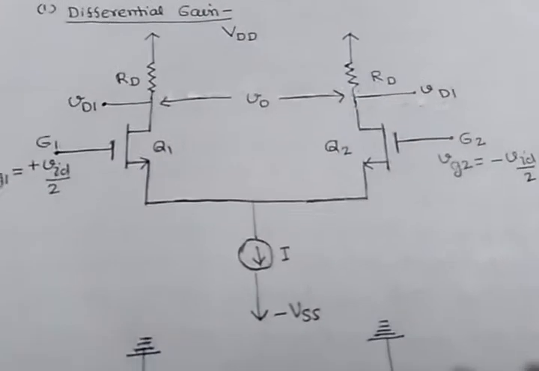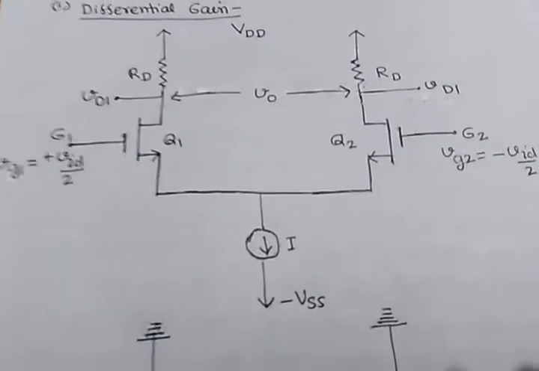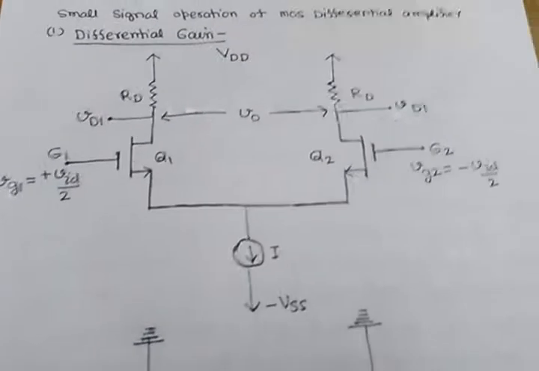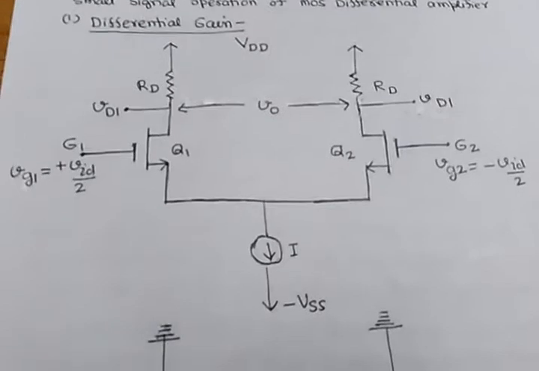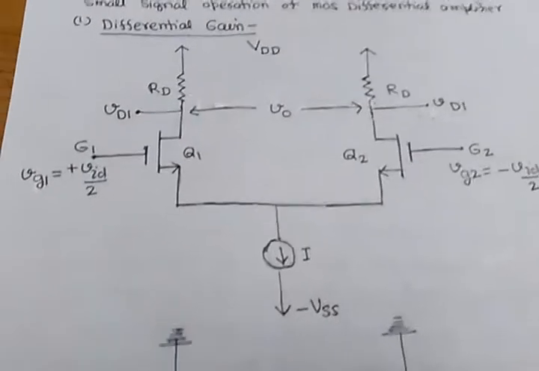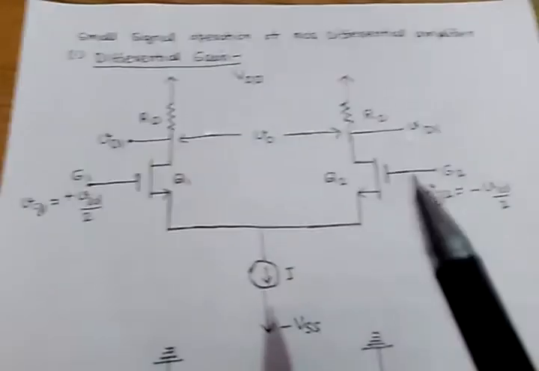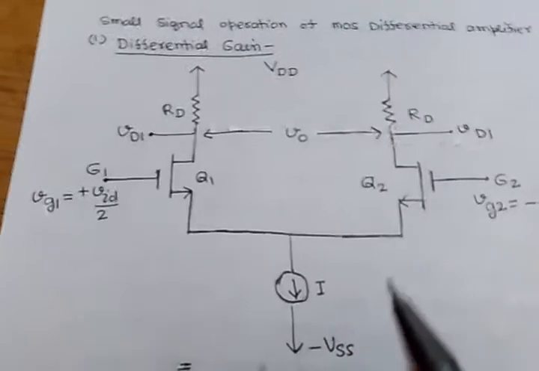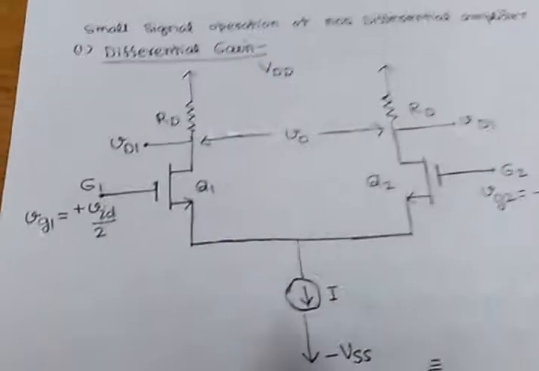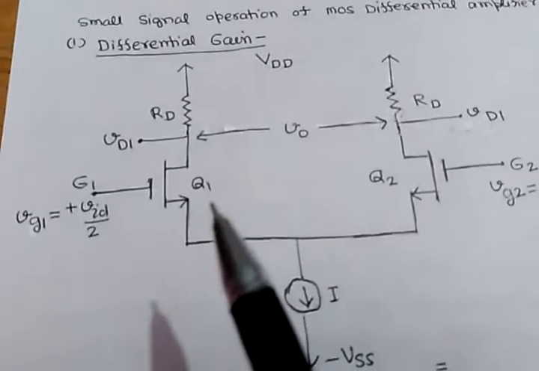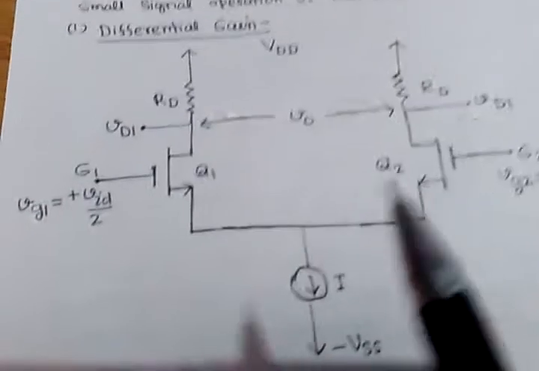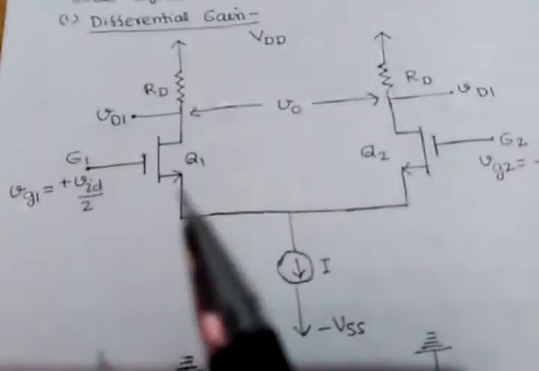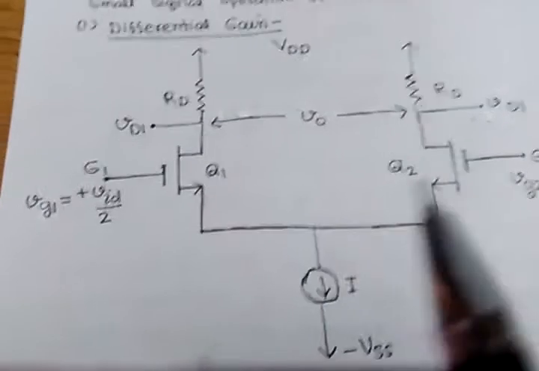In this video, we will find the differential gain, common mode gain, and common mode rejection ratio of MOS differential pair. This is the structure of MOS differential pair, in which two transistors Q1 and Q2 are used. These two transistors are matched transistors. Their parameters are the same.